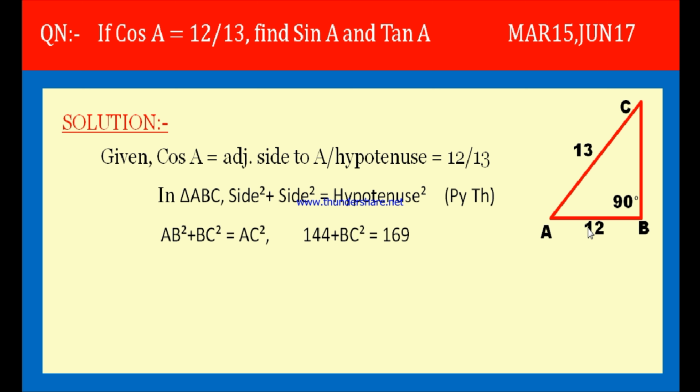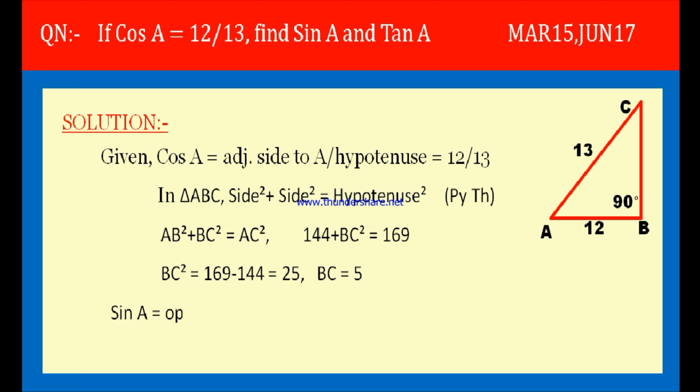Now let us substitute the values. AB is equal to 12. Therefore AB square is 12 square, which is 144, plus BC square. We don't know the value of BC, therefore write it as it is. BC square is equal to AC square. AC is 13. AC square means 13 square, which is 169. Or BC square is equal to, taking 144 to the other side, 169 minus 144, which is 25, and BC is equal to root over 25, which is 5 units. Therefore now we have got all three sides of the triangle ABC.